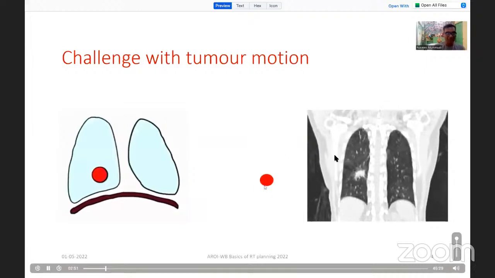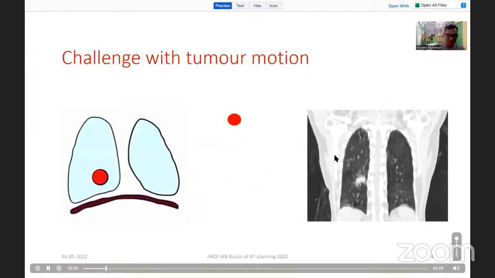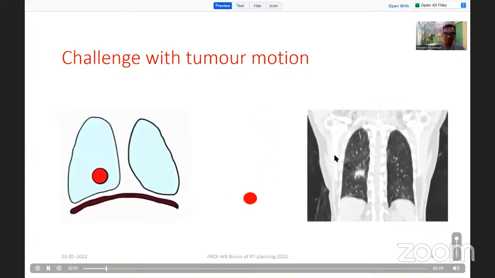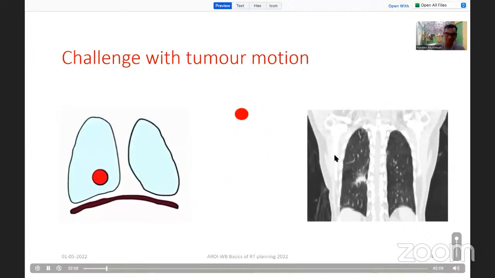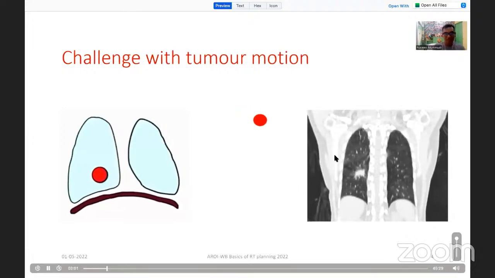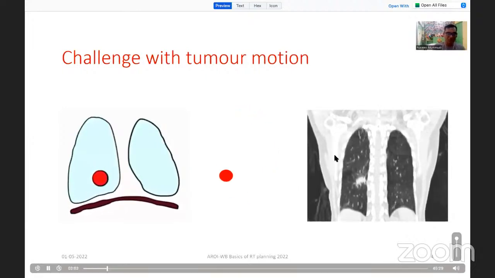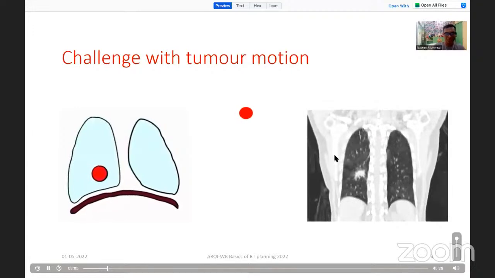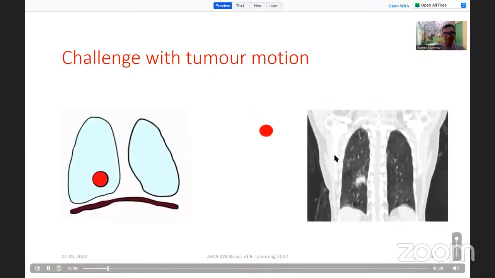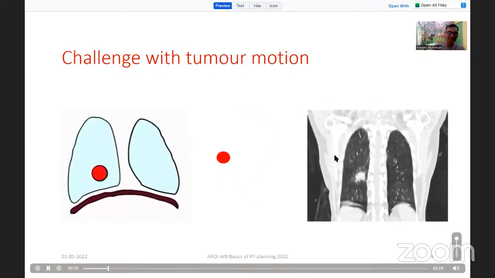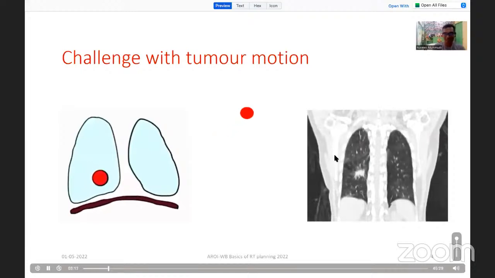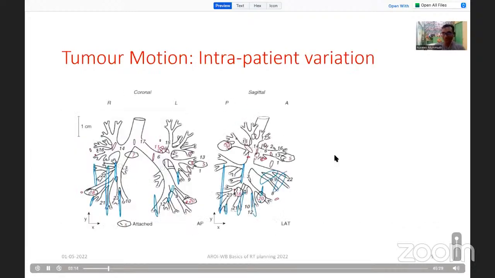So as I mentioned earlier, the lung moves with respiration, and because the tumor is within the lung parenchyma, it moves along with respiration. And the problem with the tumor motion is that not only does it move up and down with respiration, but the path that it takes during inspiration and expiration are completely different. So these are things which you need to keep in mind.